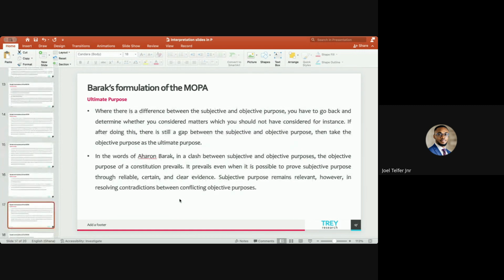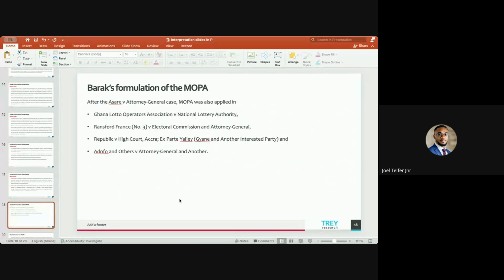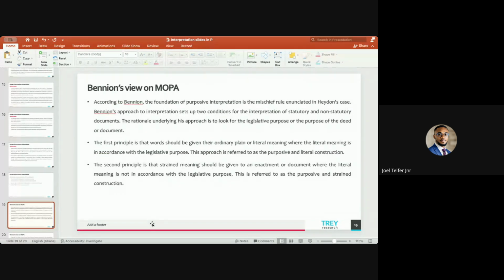Then there's Bennion's formulation of the MOPA. You may look at the Ghana Lotto case as well, Ransford France as well, ex parte Yali, and Adolfo and others against the Attorney General. These are all cases that spoke to Barak's formulation of the MOPA and how it has been applied in Ghana. Let's look at Bennion's view on MOPA.